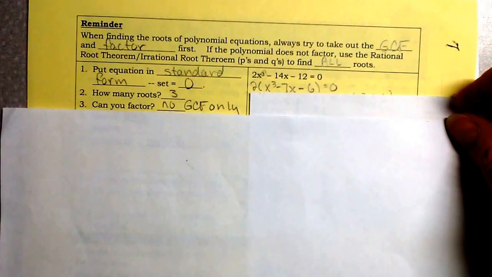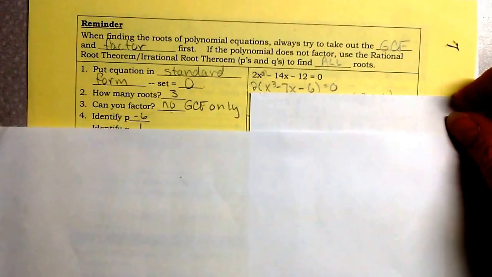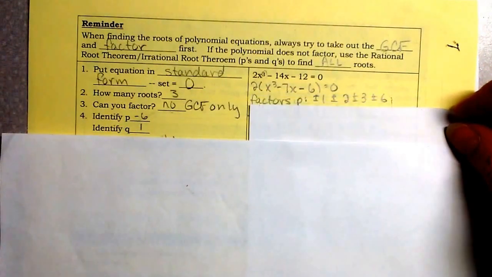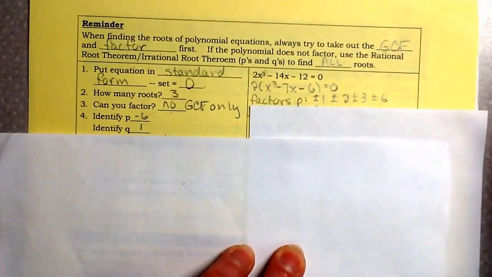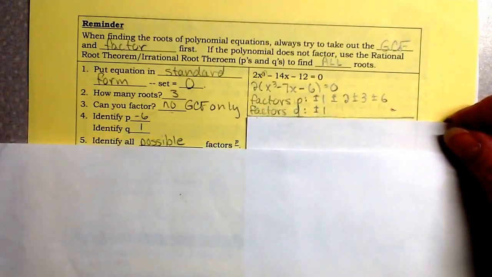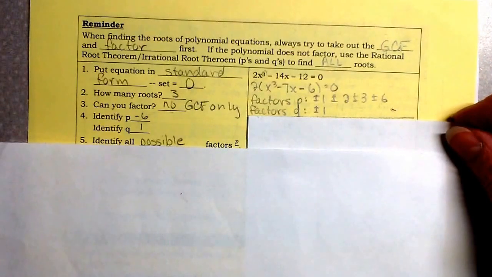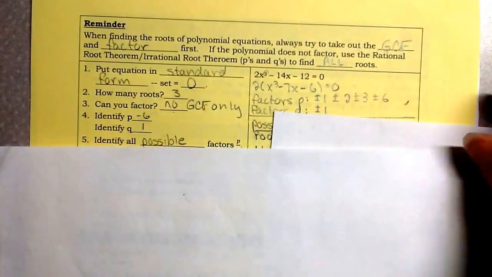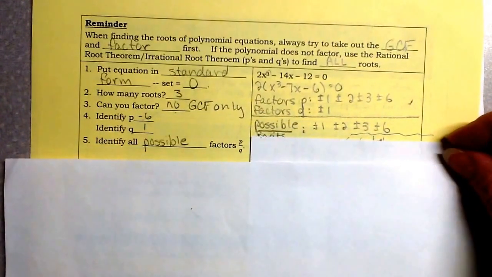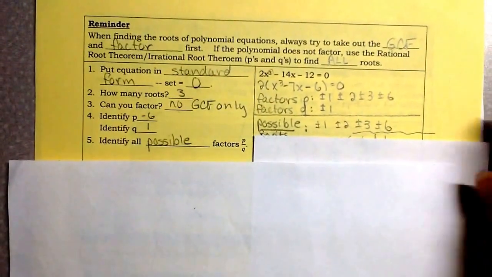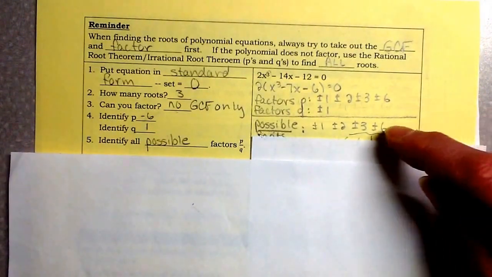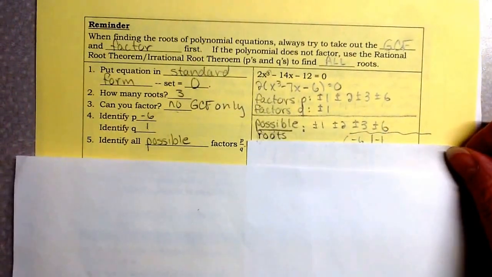Then you need to identify P. P is negative 6. Identify Q. Q is 1. We want to list all the factors of P. So every number that divides P, positive and negative numbers. Every number that divides Q. And here, again, it makes it much easier when Q is 1, because basically then you just have these. So we're going to have 8 possible roots. And we want to identify all the possible factors of P over Q. So these would be our possible factors.